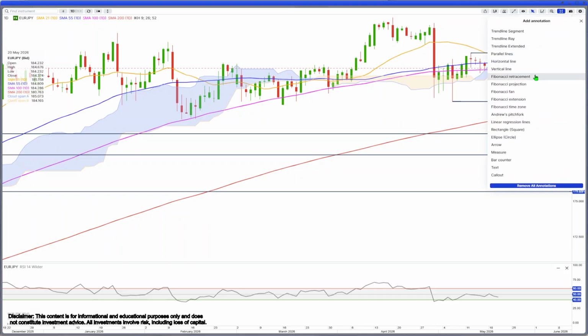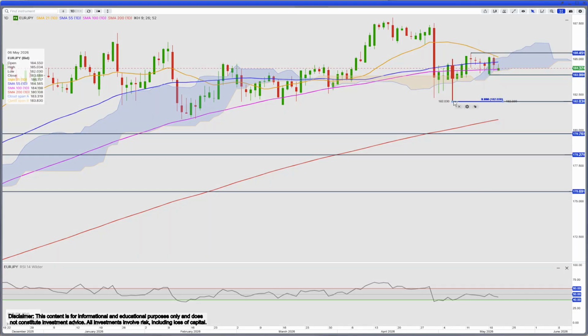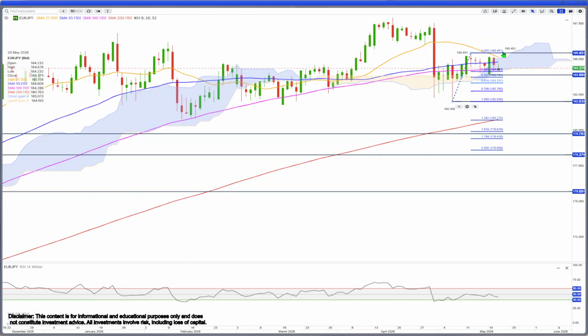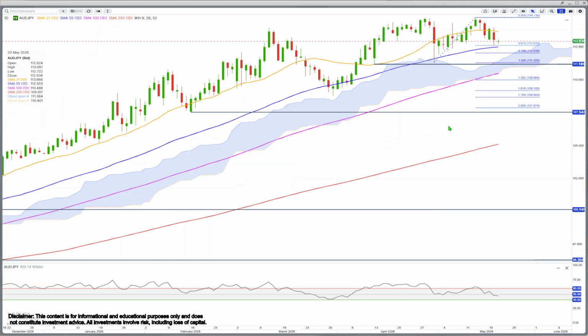Will we get there? Well, that's debatable. Let's add this one to the mix. Then we have a little bit of an idea. Maybe we could see it down to 183.35 and 182.75.